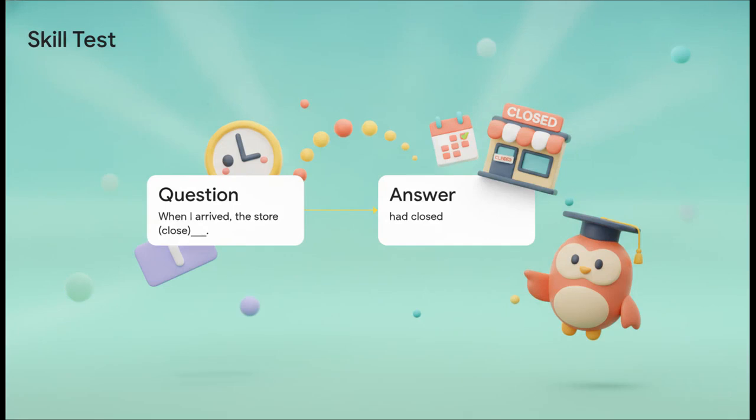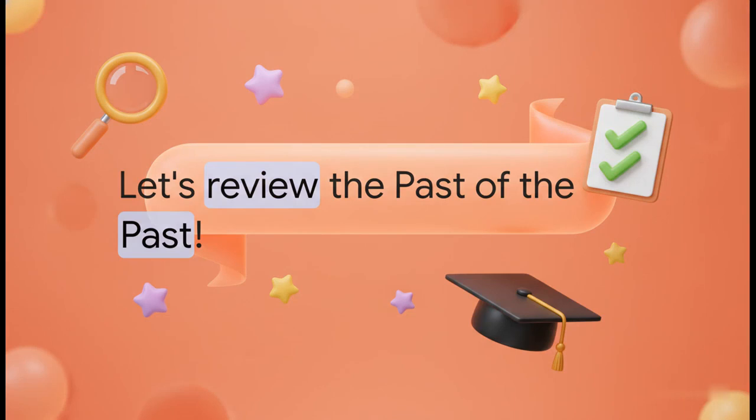Time for another interactive check to test your skills. When I arrived, the store closed. The store closing happened first. Pause the explainer and say the correct answer out loud. Do you have it? The answer is had closed. The store had closed before you got there. Amazing job! Let's review the past of the past.